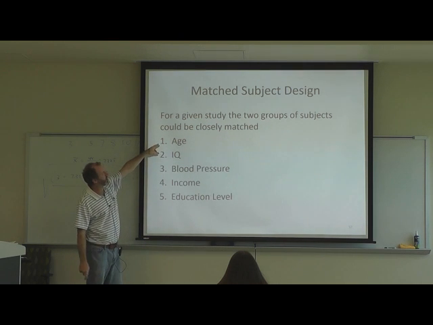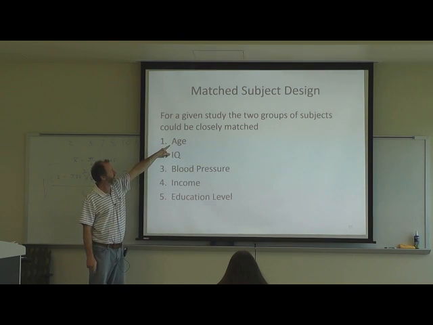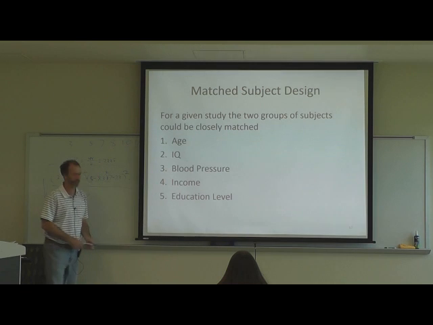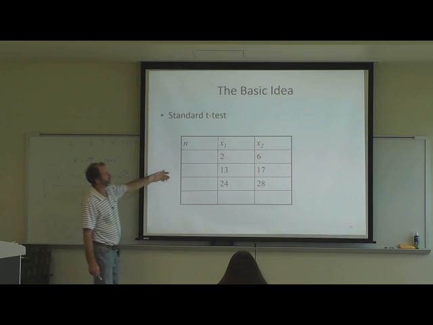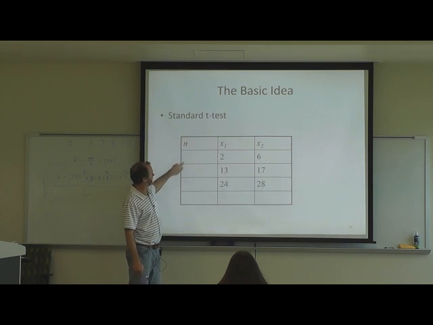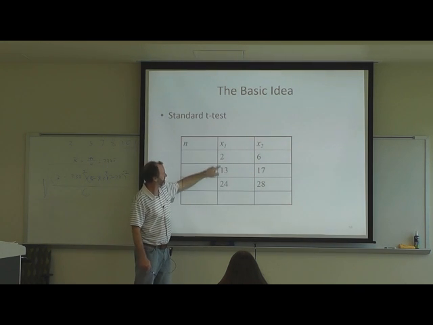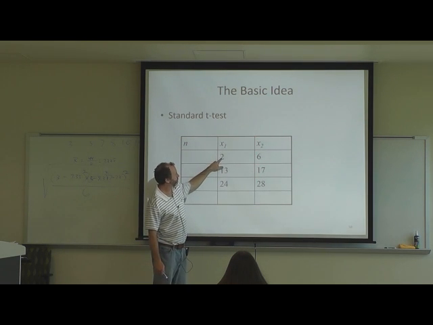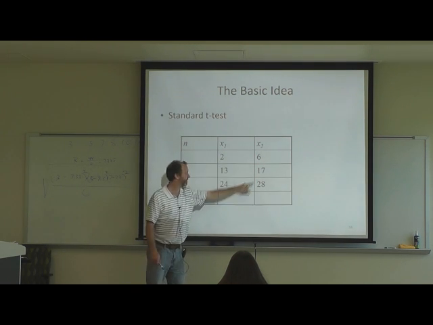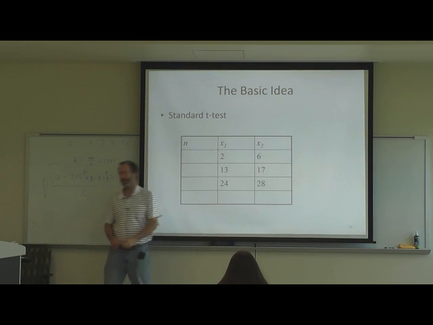So for a given study, two groups of subjects could be closely matched in age, IQ, blood pressure, income, or education level. And you get data like this. So this is the individual subjects. This is state 1, and this would be state 2. Looks like this guy goes from 2 to 6. This guy goes from 13 to 17. This guy goes from 24 to 28.